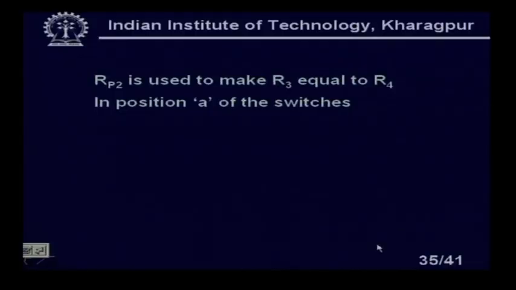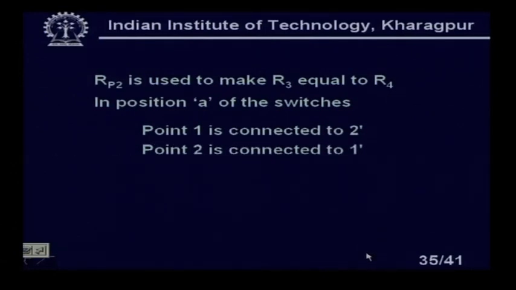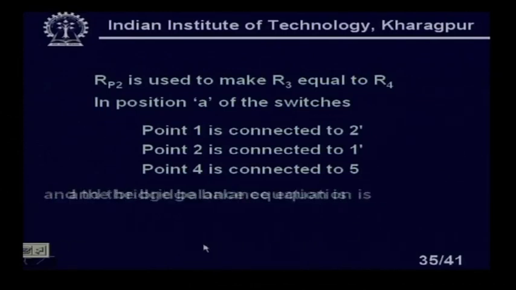RP2 is used to make R3 equal to R4 in position A of the switches. There are two different positions. Point 1 is connected to 2 dash, 2 is connected to 1 dash, and point 4 is connected to 5, right. So, these are the different contact points which will be modified in the other case. So, here 4 is connected to 5, and my bridge balance equations will be like this.